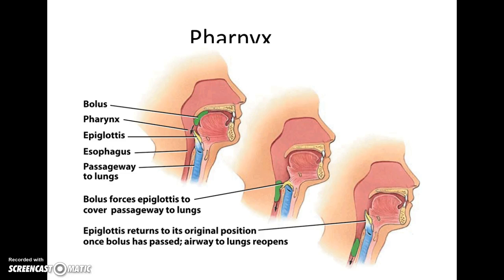Then we have our pharynx, right? The epiglottis is going to cover the trachea to allow that passageway to the lungs to be blocked. And then the epiglottis will return to its original position once the bolus has passed and that airway is open again. So that's our chewing and swallowing here.